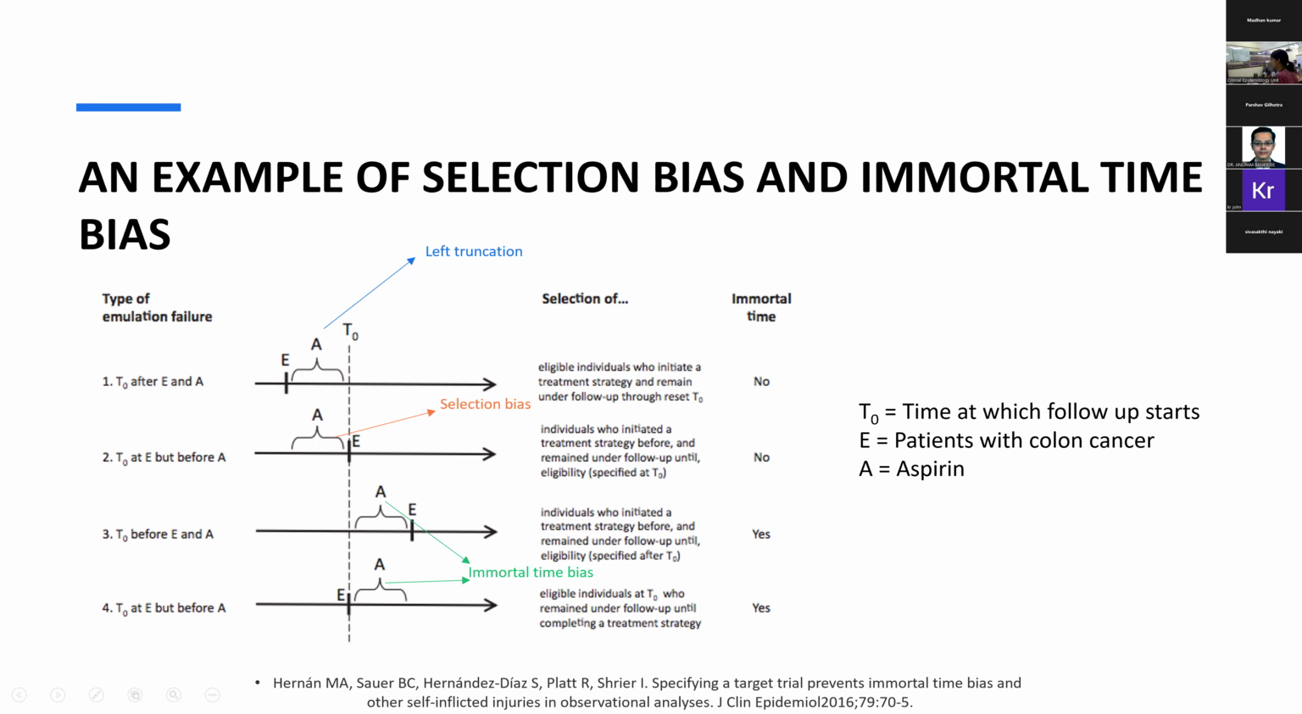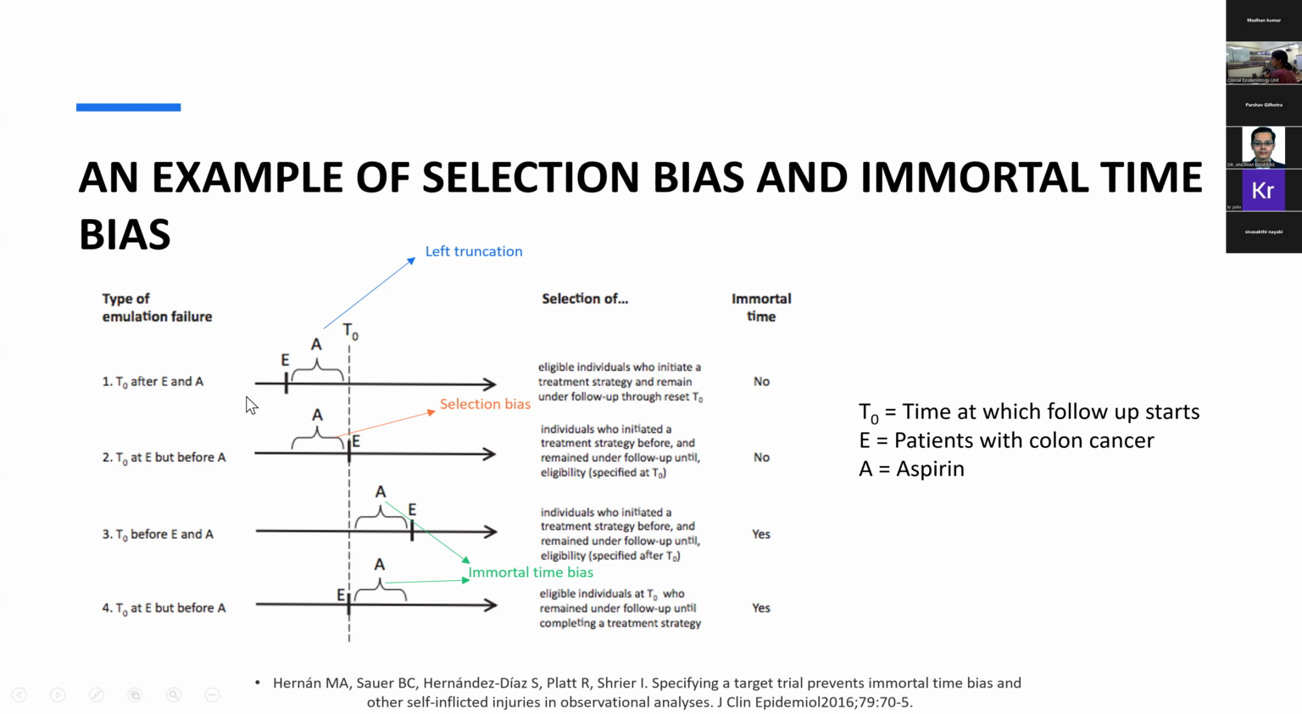So let me just give you an example. Suppose time 0 is the time from which you are starting follow-up. E is exposure and A is assignment. Now, for example, you want to follow up people who have colon cancer and you're giving them aspirin and seeing whether their outcomes are better in terms of disease clearance. So here your time 0 would be whatever time point you decide to follow up from. Your exposure will be a person who has colon cancer, and your A, or your assignment intervention, will be people who have aspirin.